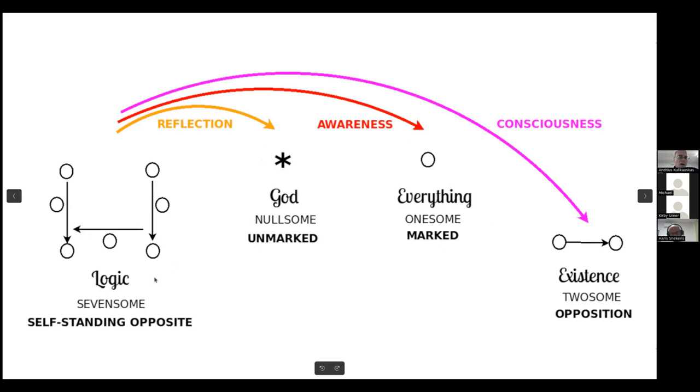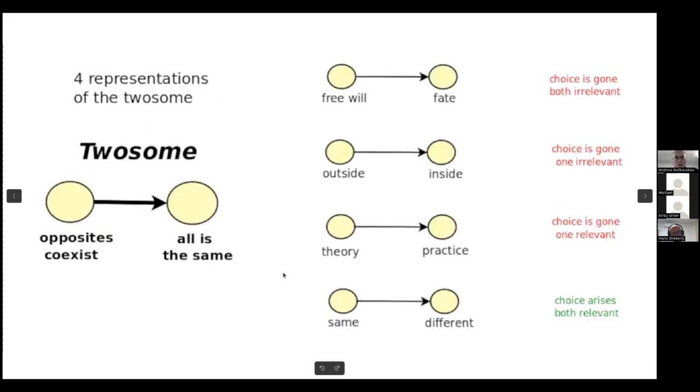So what this basically would mean is that consciousness of a self standing opposite, by way of unmarked and marked, becomes opposition. So existence is the consciousness of truth, let's say. That's the kind of equations you get. And then just to conclude, this is the final slide, this twosome, like free will and fate, opposites coexist and all is the same. That's not something we really conceive of directly.